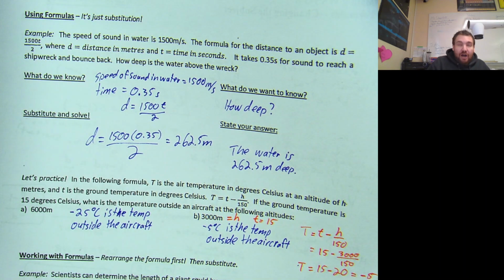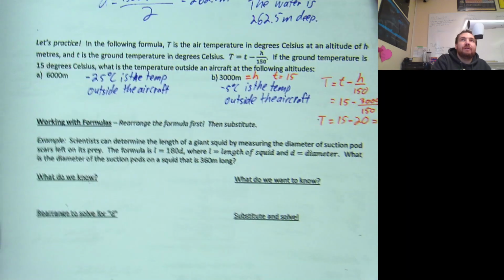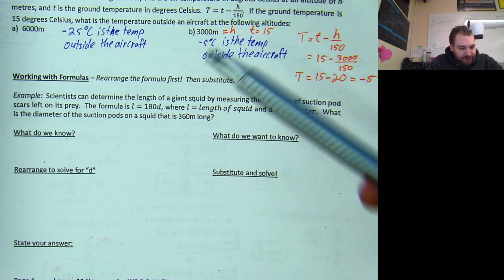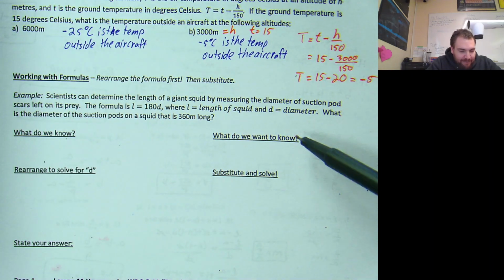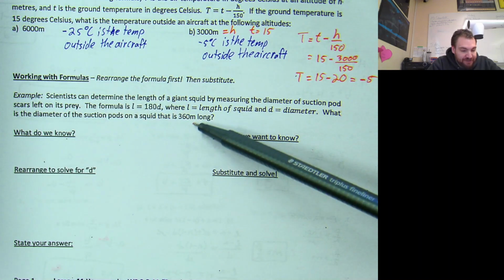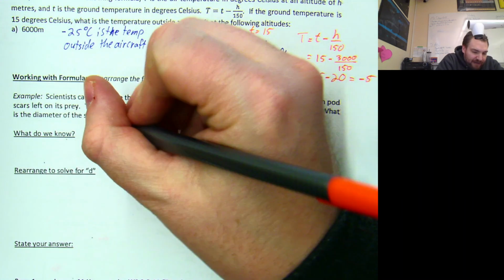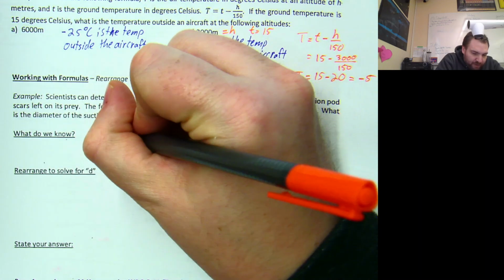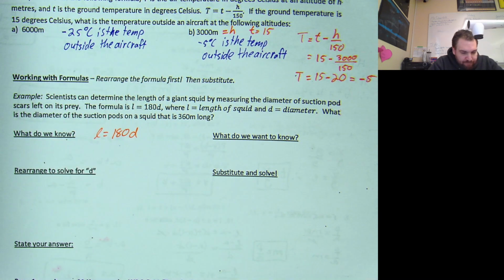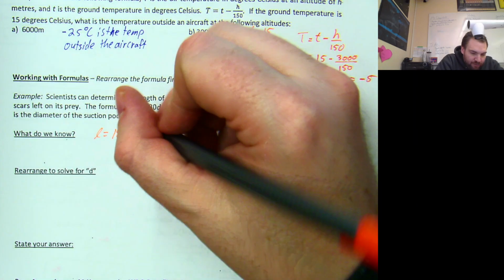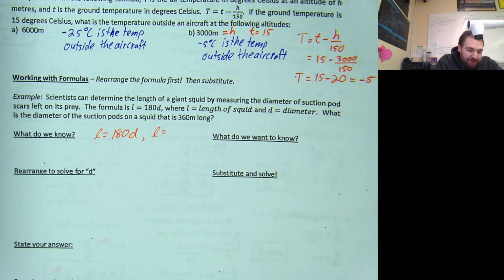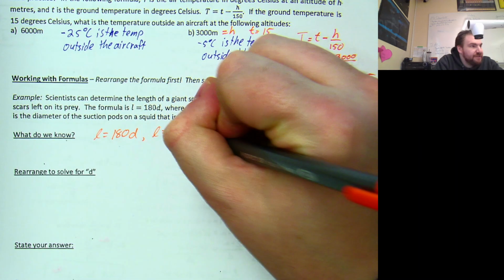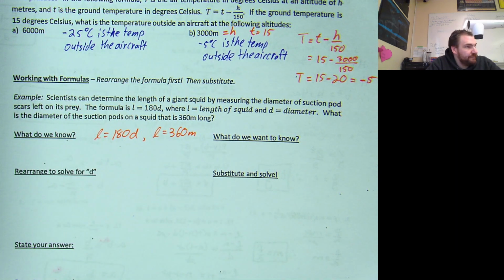So, according to this question, this is not a real formula, but for the sake of the question, we're told that the formula is L equals 180D, where L is the length of the squid and D is the diameter. So, what is the diameter of the suction pods on a squid that's 360 meters long? We have the length is equal to 180D. And the other thing we know is that the length is 360 meters. This is 3.5 football fields. It's a little bit ridiculous.